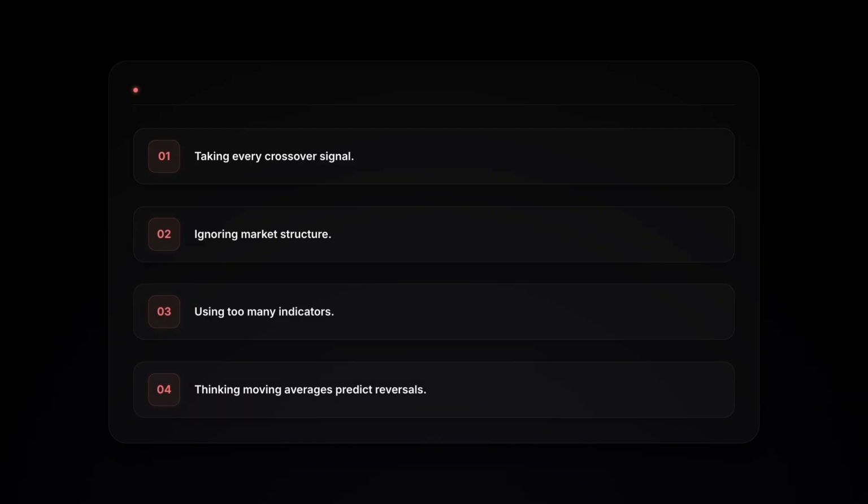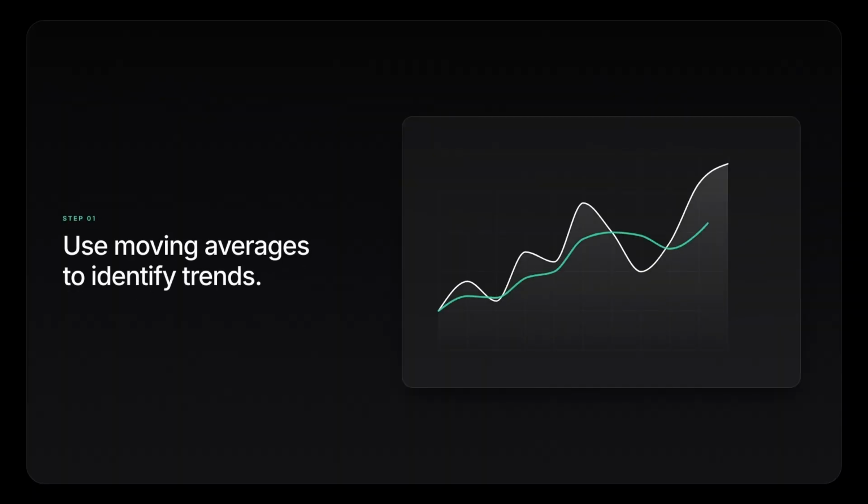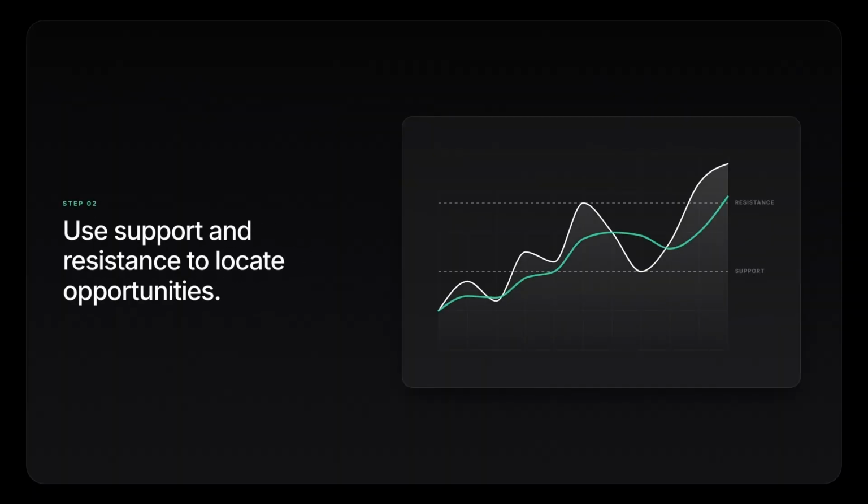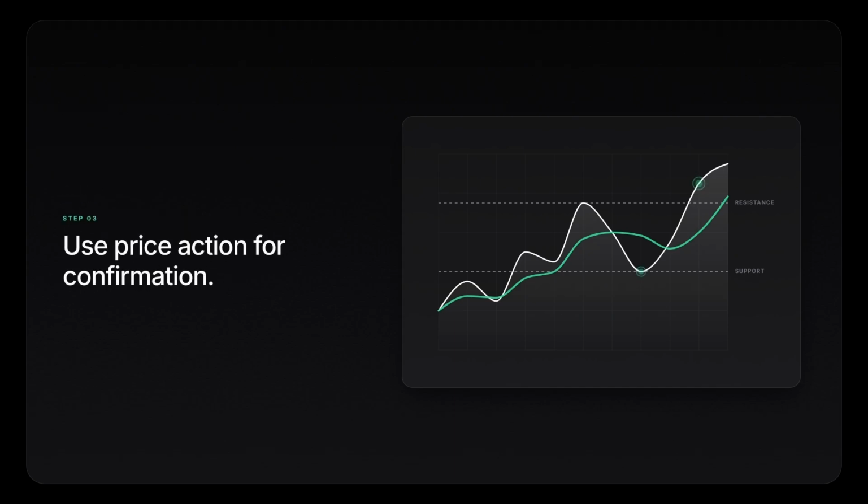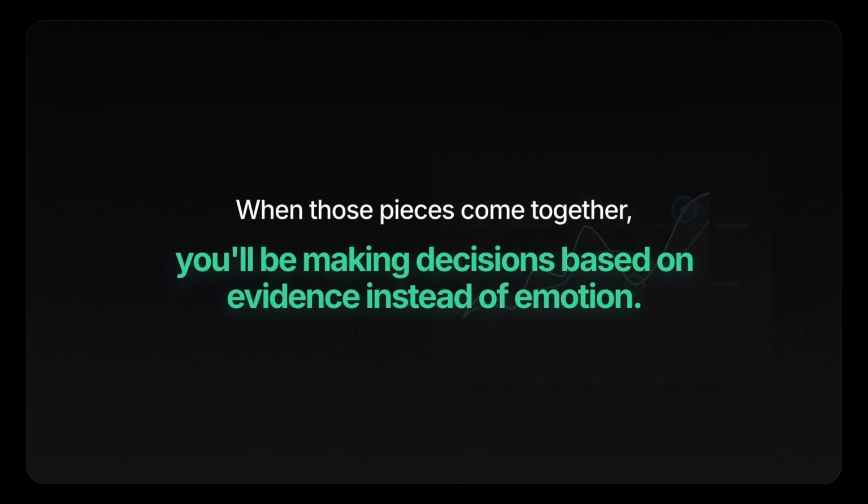I have a surprise for you. They don't. They simply reflect current market conditions. Moving averages are very popular for a reason. They're simple, they're versatile, and they help you stay aligned with the market's overall direction. Use moving averages to identify trends. Use support and resistance to locate opportunities. Use price action for confirmation. When those pieces come together, you'll be making decisions based on evidence instead of emotion.